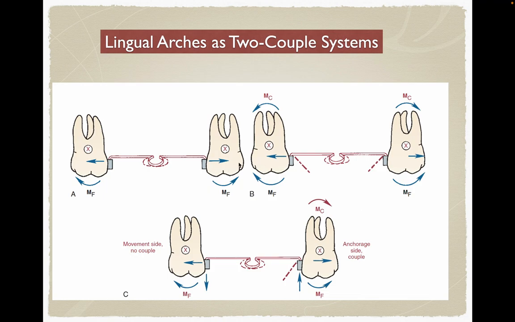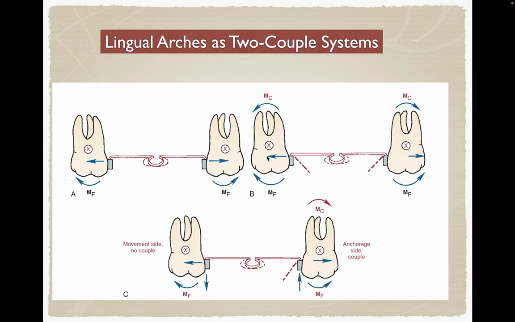Because you are applying the force away from the center of resistance, so we're going to get a moment of the force. And what's going to happen is that the palatal cusp will be hanging down. Now this can be okay if we don't have an anterior open bite or reduced bite. If you have a reduced bite, this hanging down of the palatal cusp will cause a more severe anterior open bite.